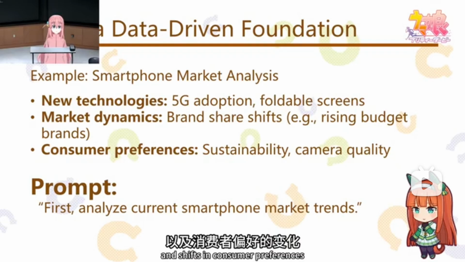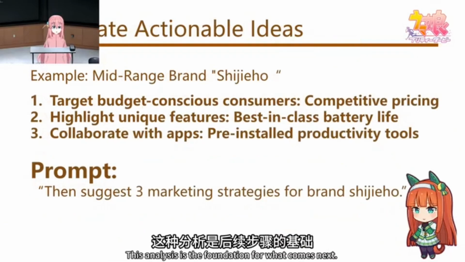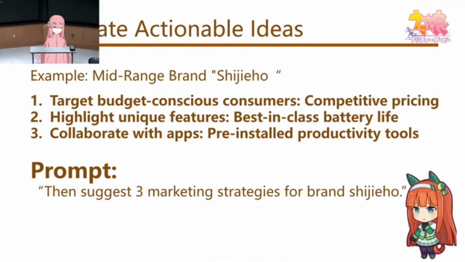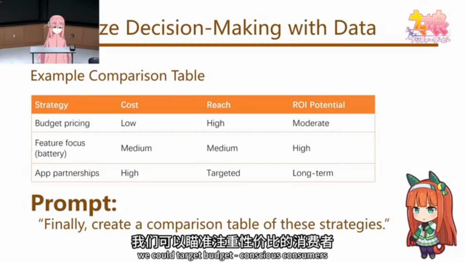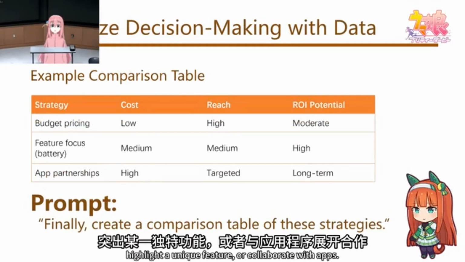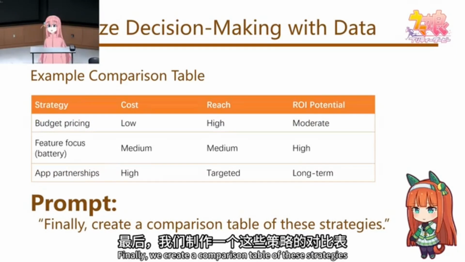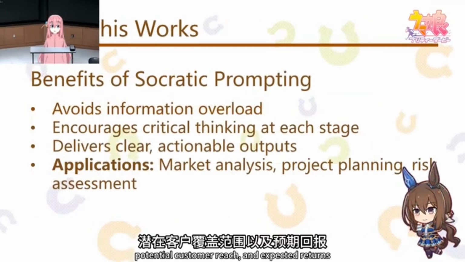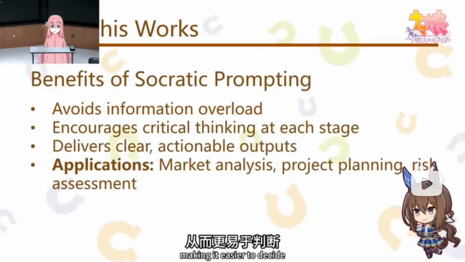This is excessive. Consumer preference. This analysis is the foundation for what comes next. Mid-range brands. Then, based on these trends, we suggest remarketing strategies for brand Shijeho. If brand Shijeho is a mid-range brand, we could target budget-conscious consumers, highlight a unique feature, or collaborate with apps. Finally, we create a comparison table of these strategies. The table helps us compare cost, potential consumer reach, and expected returns, making it easier to decide.